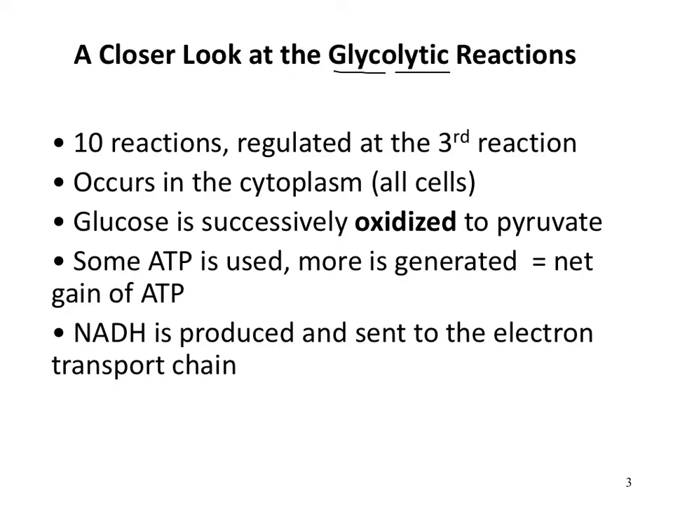During glycolysis, glucose is successively oxidized to pyruvate. 1 glucose produces 2 pyruvates. All of the carbons originally present in glucose are conserved and carry on to the next stage of aerobic respiration, which is the Krebs cycle. Some ATP is used, but more is generated, so there is a net gain of ATP. And we also have the production of reduced coenzymes, specifically NADH, which is then sent off to the electron transport chain.